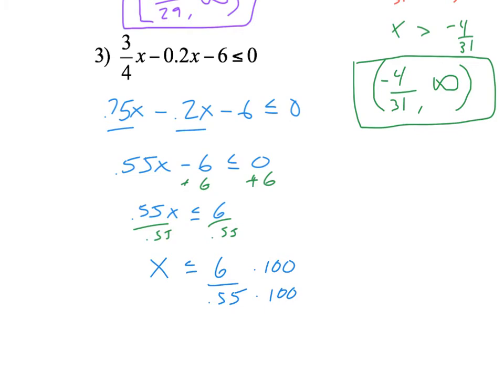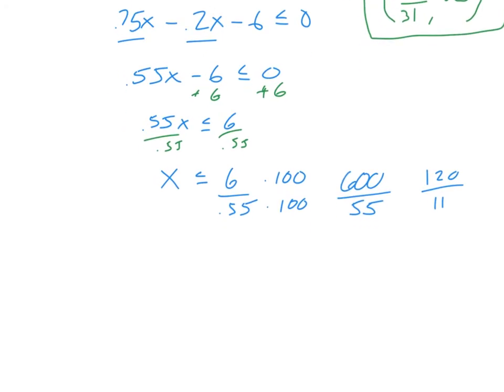And so what I get with that is 600 over 55, which then I actually recognize as being reducible. So I can take 5 out of both of those, and there are 120 5s and 6 11 5s and 55. So where I end up with that is x is less than or equal to 120 over 11.